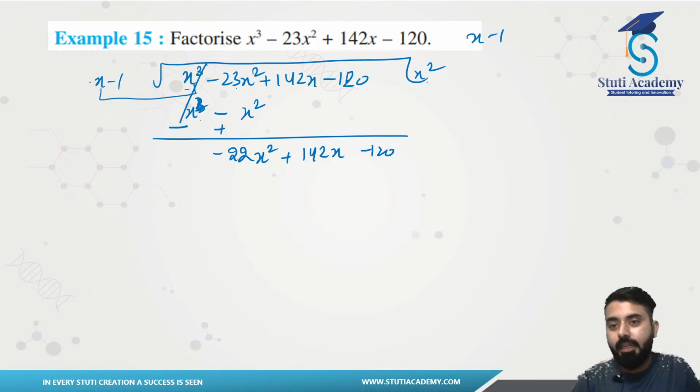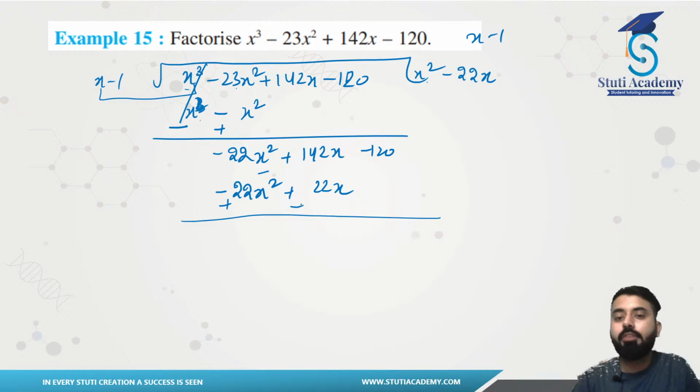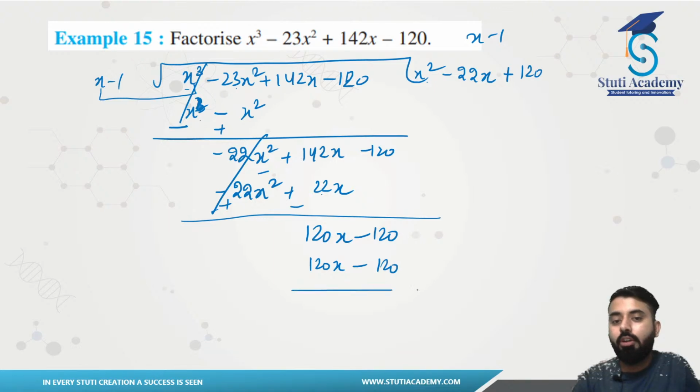Now guys, see, I have x, I need x square, and I need negative 22. So I need a negative 22x. So that will be what? Negative 22x square, negative, negative, positive 22x, right? If I alternate their signs, this will be positive and this will be negative. This will cancel out. 142 minus 22, that will be 120x, and this will be minus 120. Now guys, see, I have x, I need a 120. So I will be adding 120 here. So this will be what? 120x minus 120. Alternating their signs, they will cancel out. My remainder is 0, which should be.